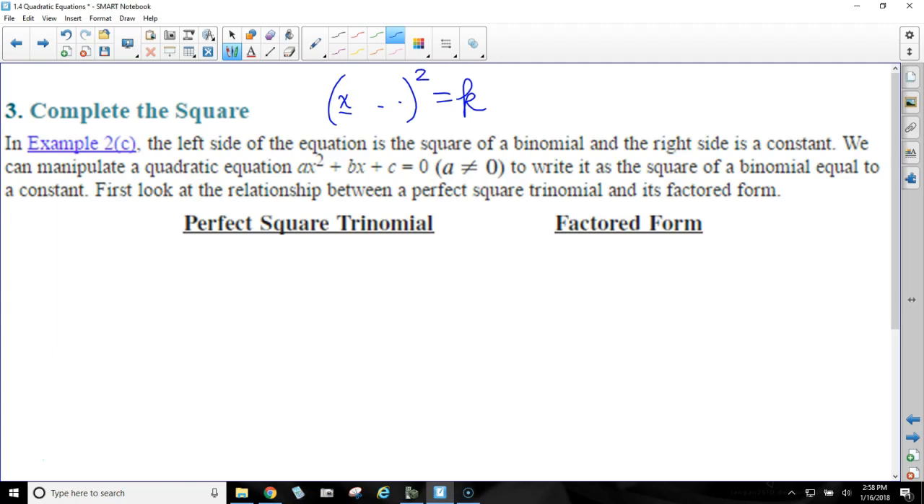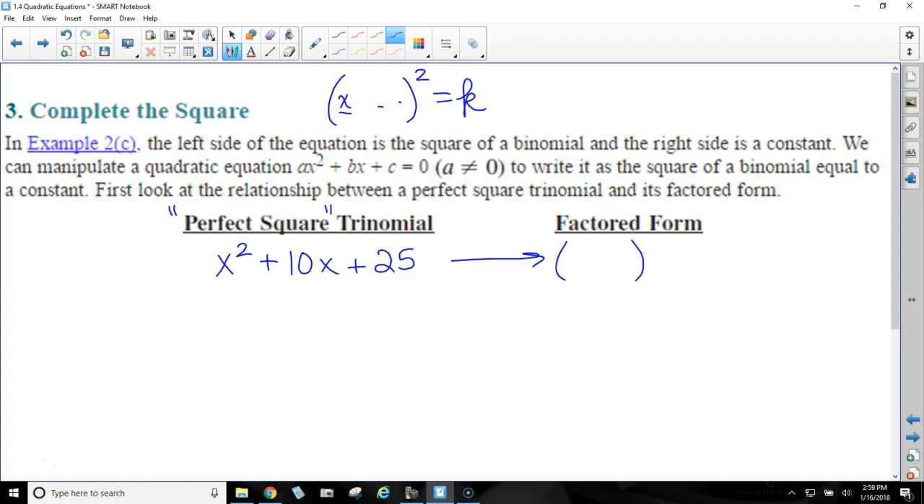Now, to do so, we need to look at some special types of trinomials called perfect square trinomials. All right, here's a few examples. First of all, let's look at this one: x squared plus 10x plus 25. We call that a perfect square trinomial only because of the way that it factors.